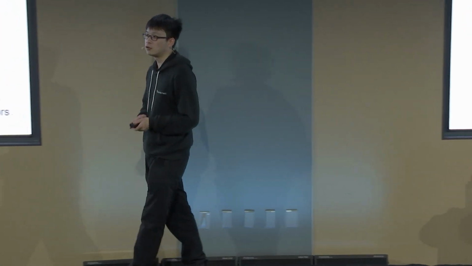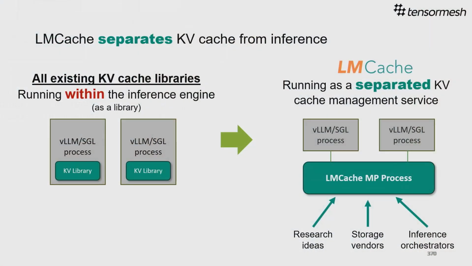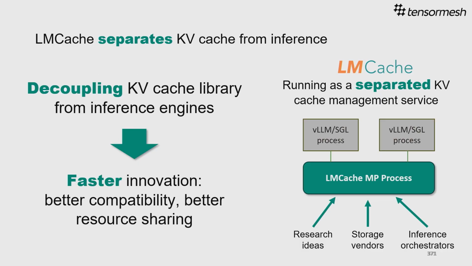Instead, LMCache recently had a major re-architecting. We run the KV cache management process outside the inference engine. So anything you do with KV cache doesn't have to touch the inference engine itself. Okay? If you think about it from an architectural point of view, this is a major breakthrough. It's a major break from the traditional KV cache libraries because it completely decouples the KV cache management from the inference engines. It enables faster innovation, better compatibility, and better resource sharing.